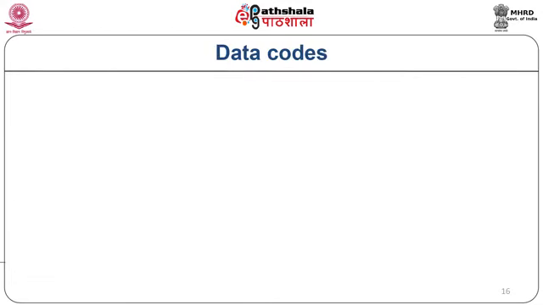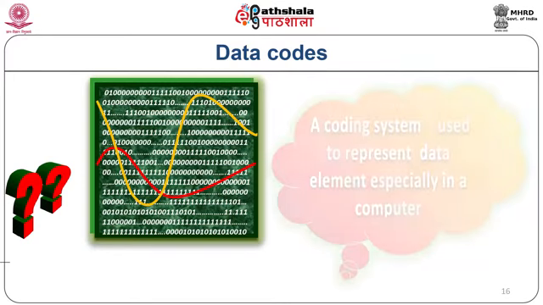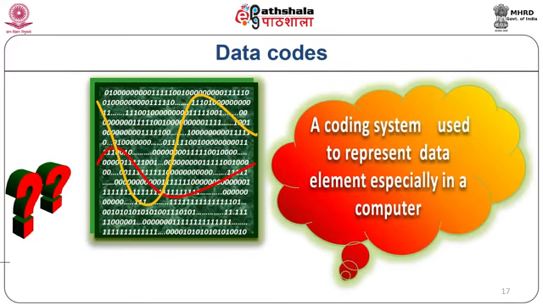Now we introduce the concept of data codes and mention the different types of data codes used in data communication networks to transmit information from source to destination. Data is communicated between computers as a sequence of binary digits or bits. Data codes refer to the way in which bits are grouped together to represent different symbols.